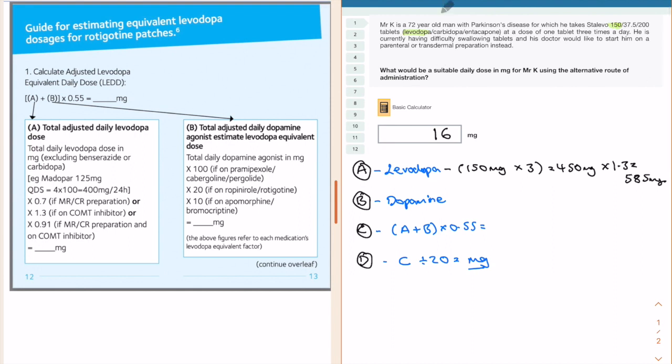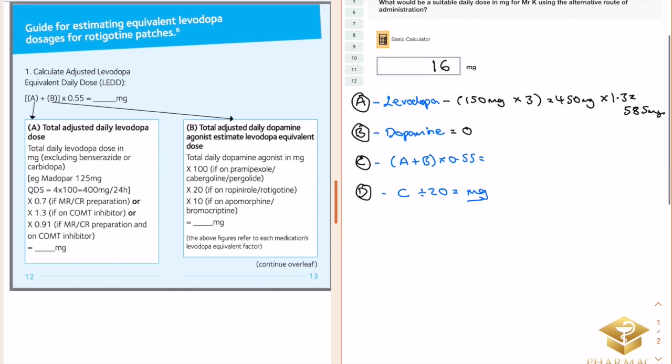Now let's look at our dopamine content. Inside there is no dopamine agonist. We've got levodopa, carbidopa, and entacapone. So that's quite straightforward. We can use a value of 0. Now we can do our calculation, so we add A and B: 585 milligrams plus 0 for our dopamine, times by 0.55. If you do that on your calculator, you get 321.75.